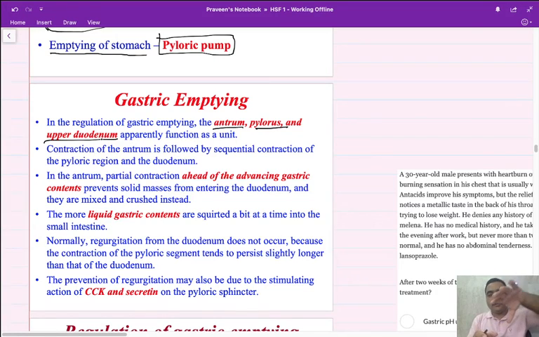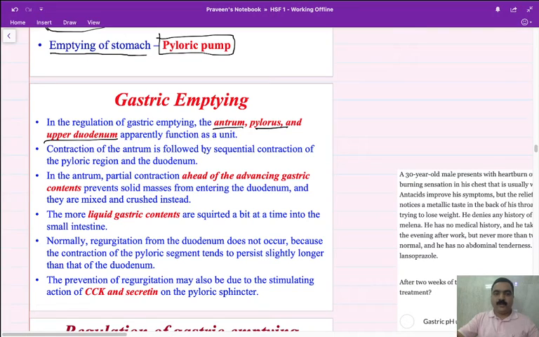This is because, imagine the antrum is contracting, the food has moved to the pylorus, and when the pylorus is contracting, if the antrum is relaxing, what will happen? The food will go back to the antrum. Or when the duodenum is contracting, if the pylorus relaxes, what will happen to the food? The food will go back to the pylorus. So to prevent that, the first part that has to relax is the duodenum. After the duodenum relaxes, the pylorus will relax, then the antrum will relax.